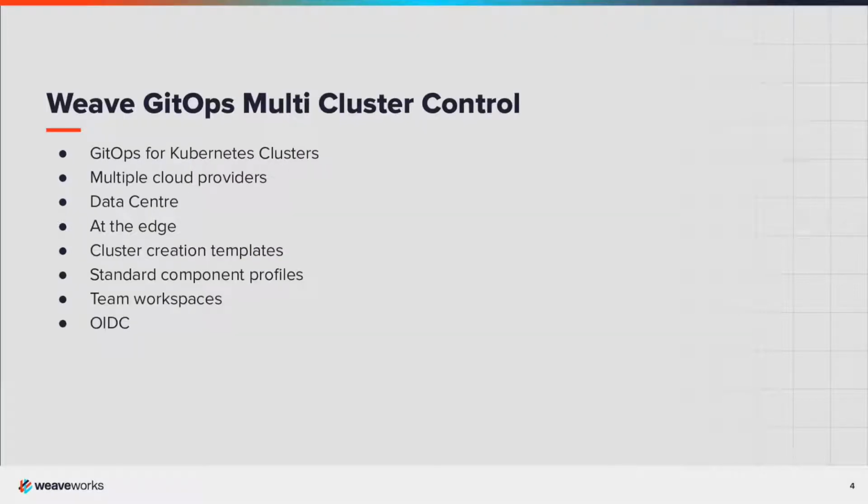Weave GitOps MultiCluster Control plane extends the principles of GitOps to managing Kubernetes clusters and not just the applications deployed on them. All major cloud providers are supported, along with physical servers using liquid metal, which uses Firecracker micro VMs on bare metal. Using cluster templates defined by the platform team, DevOps engineers can create clusters and deploy standard components such as observability on them at startup. Team Workspaces provides full roles-based access control integrated into corporate identity and access management.